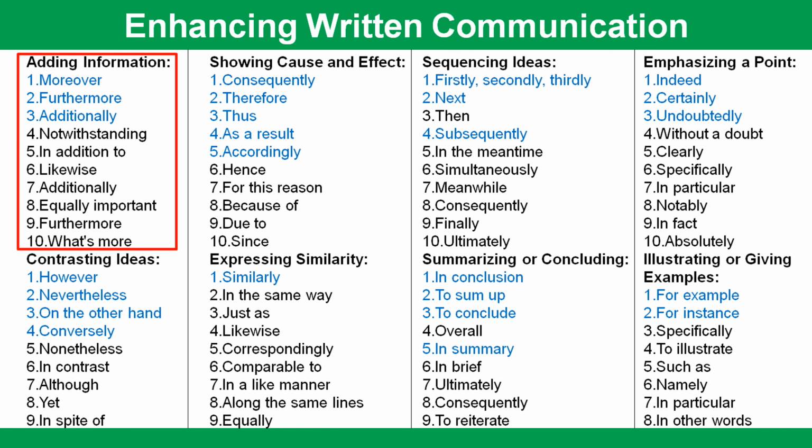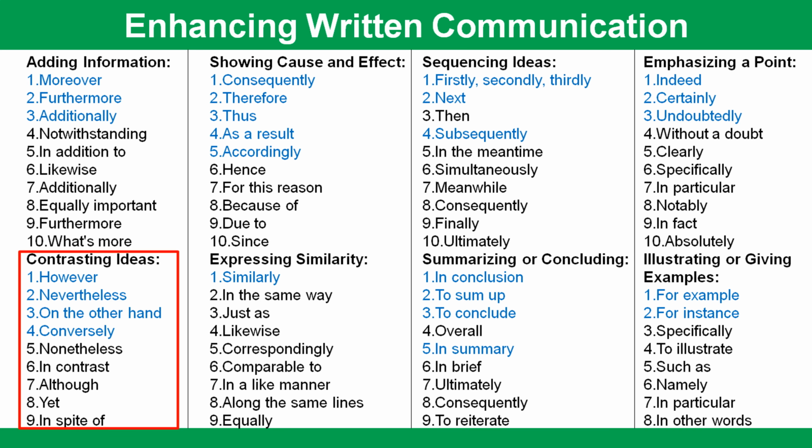For instance, you could say, moreover, the study found that, or additionally, it's important to note that. These phrases help strengthen your argument by providing extra supporting evidence. Now, what about contrasting ideas? When you want to present opposing viewpoints or highlight differences, words like however, nevertheless, or on the other hand can be used. For example, you might say, however, some researchers argue, or on the other hand, there is evidence to suggest. These phrases add depth to your analysis by acknowledging alternative perspectives.